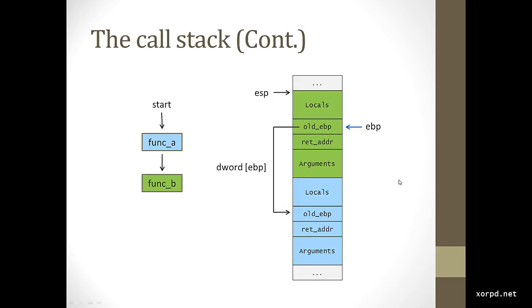How can we explain it? Remember that during func_a, before we invoked func_b, EBP pointed here. Therefore, old EBP is really the address of this location. This is a bit of an interesting idea, and I recommend you to think about it yourself a bit.